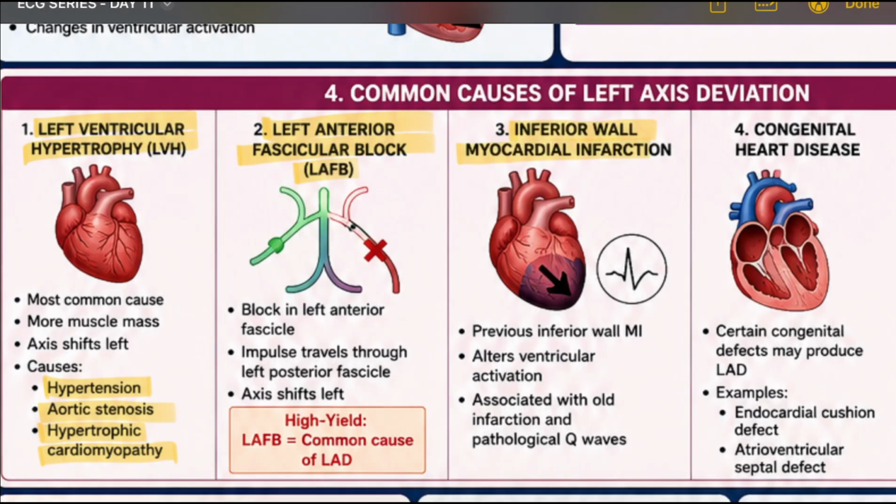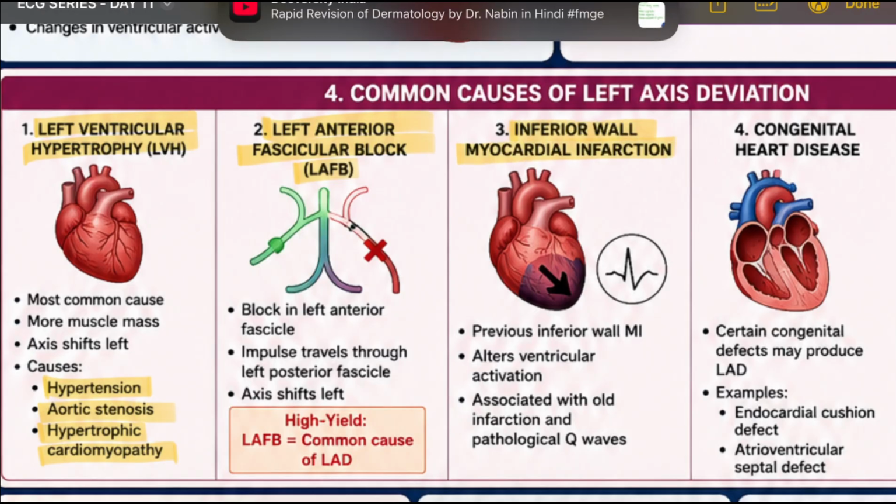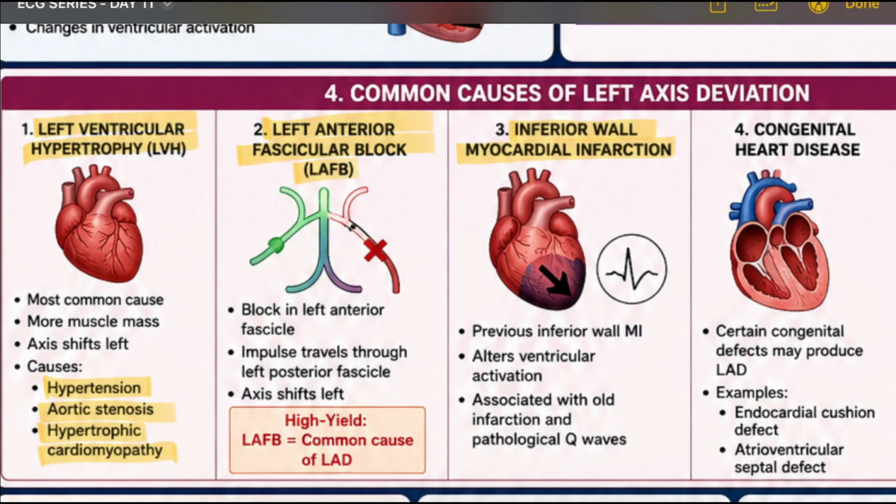Next, you can see inferior wall myocardial infarction. A previous inferior wall myocardial infarction can alter ventricular activation and produce left axis deviation. Okay, and it is usually associated with old infarction and pathological Q waves.